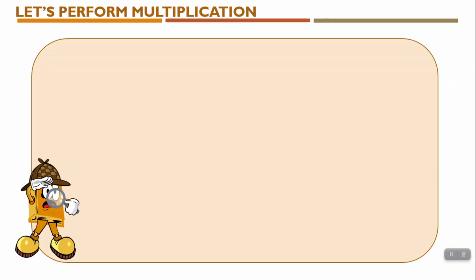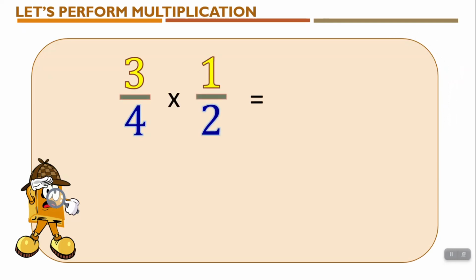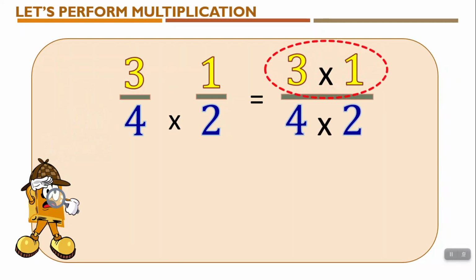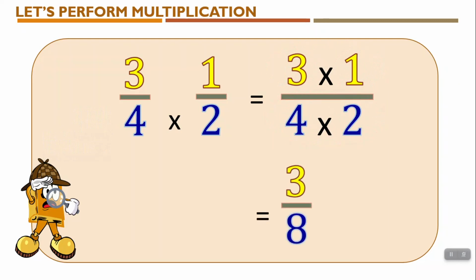Now let's look at how we work those out through multiplication. 3/4 times 1/2 equals. First, we multiply the numerators, 3 times 1. And then we multiply the denominators, 4 times 2. And so 3 times 1 gives us 3. 4 times 2 gives us 8.